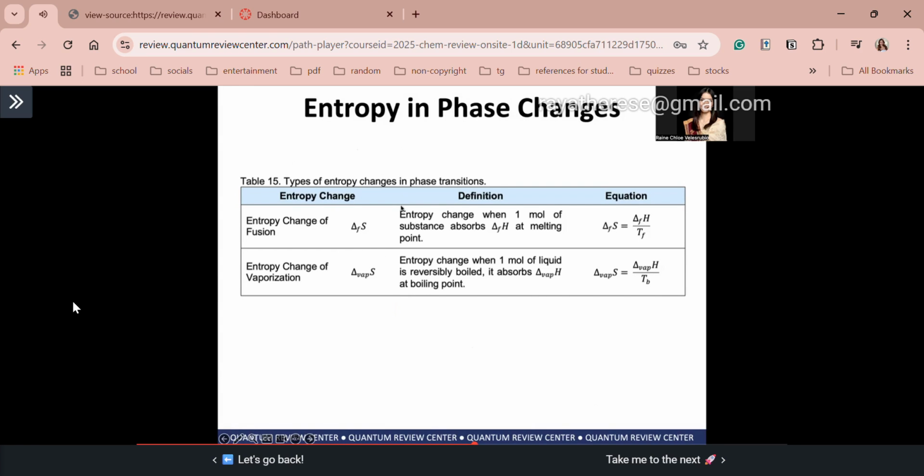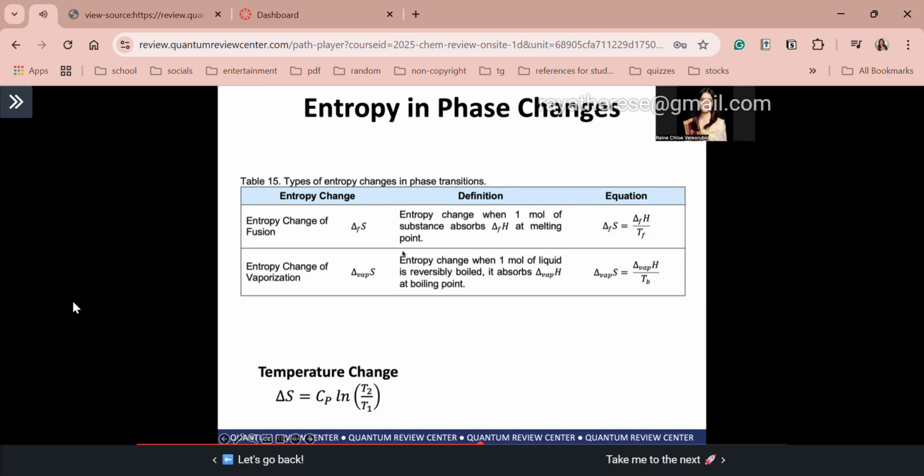So this table shows the entropy changes among phase transitions. Dalawa yan. First is the entropy change of fusion, kapag melt ang solid to liquid. This is the entropy change when 1 mole of substance absorbs delta H fusion at melting point. Again, our melting point for water is 0 degrees Celsius. So the equation for the entropy change of fusion is delta Fus S equal to delta Fus H over Tf. Next, entropy change of vaporization, that's delta Vap S. This is the entropy change when 1 mole of liquid will be boiled reversibly. Ang nangyayari dito, guys, may delta Vap S tayo because we absorb delta Vap H at boiling point. Again, boiling point is equal to 100 degrees Celsius. So delta Vap S is equal to delta Vap H divided by the temperature of the boiling. Gets ba, guys? I hope gets yan.